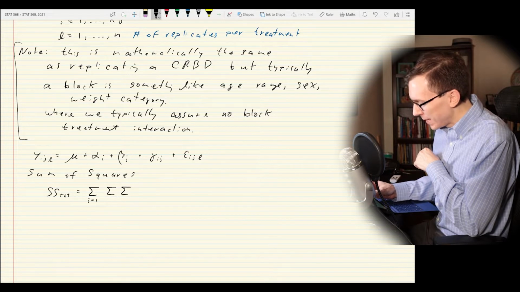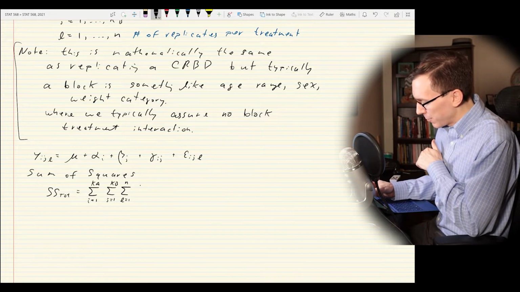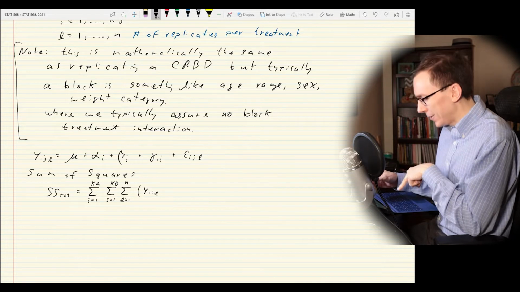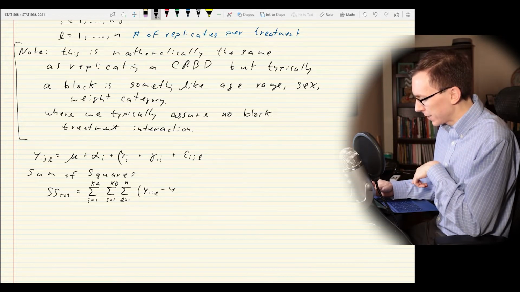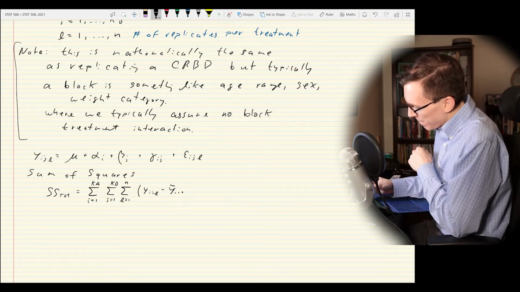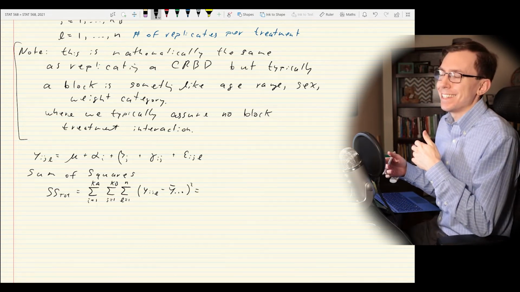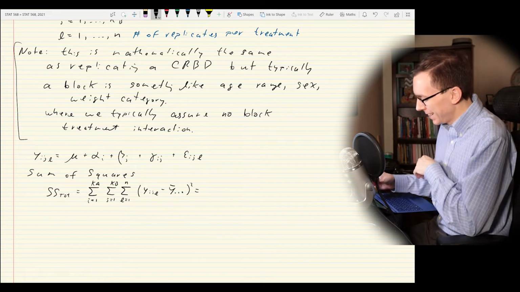We have i from 1 to Ka, we have j from 1 to Kb, and we have l from 1 to n, the number of replicates. And what we'd be doing is taking our ijlth observation, subtracting the global mean, which is going to have 3 dots now, saying that we're averaging over all 3 indices, squared.